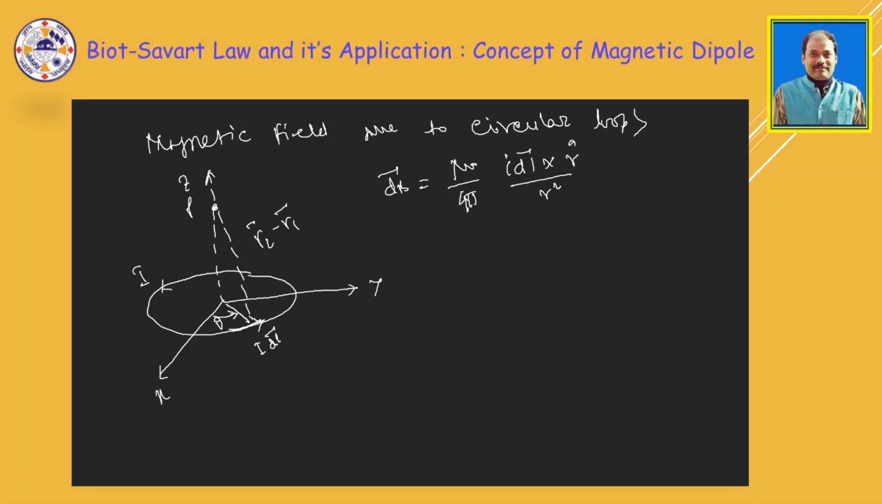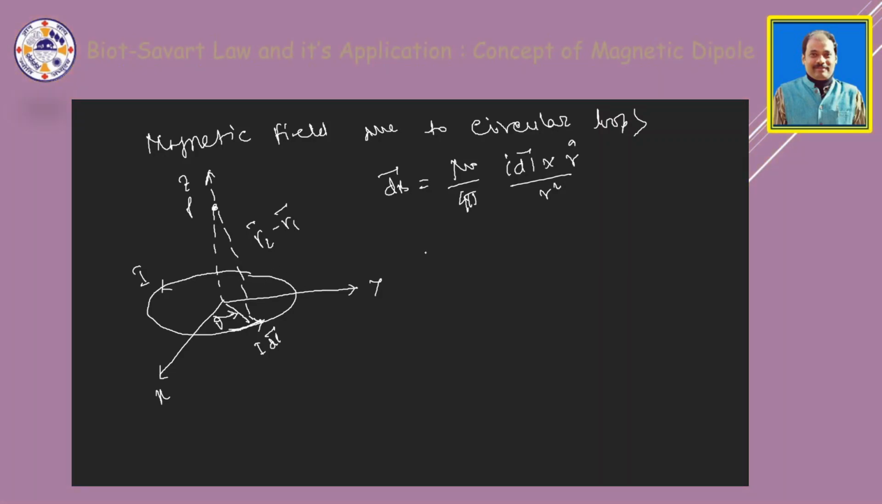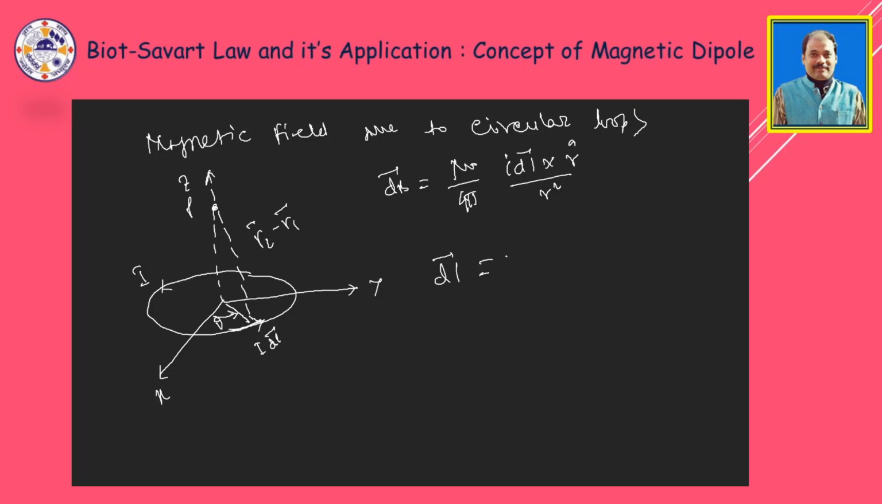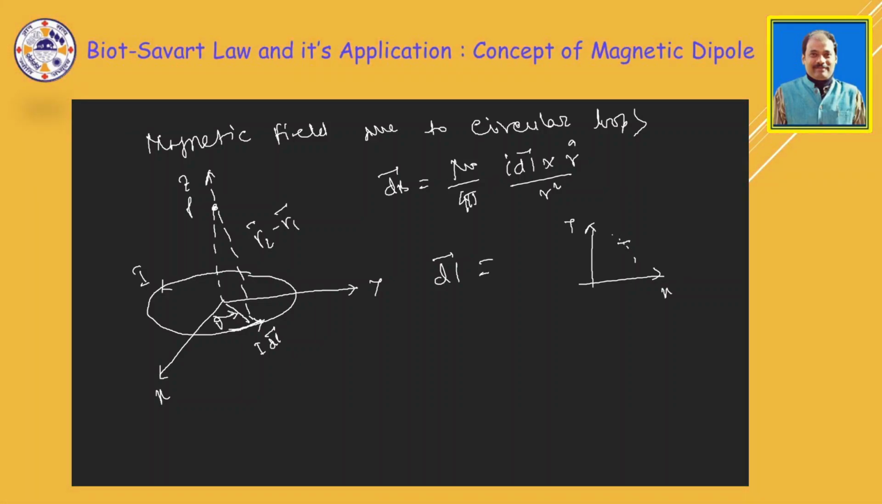Now I will replace dl and r square as per our figure. Now from this figure you can remember that dl, what is the value of dl? Just observe that. Now I am to write the expression of dl. I just draw a figure. Say this is x, this is y, and from this figure you can remember that the dl is along this direction. So this is the direction of dl.